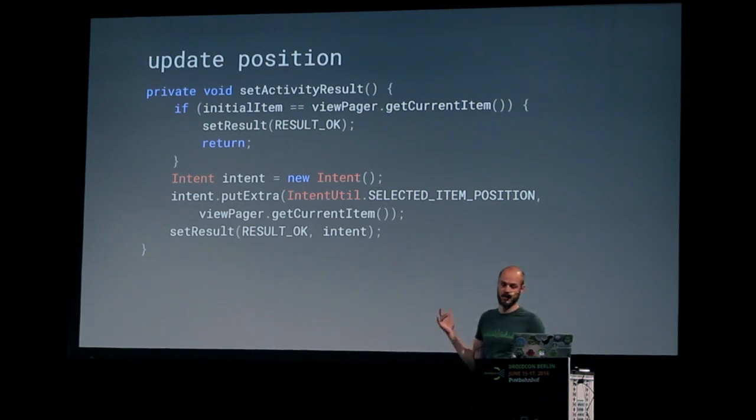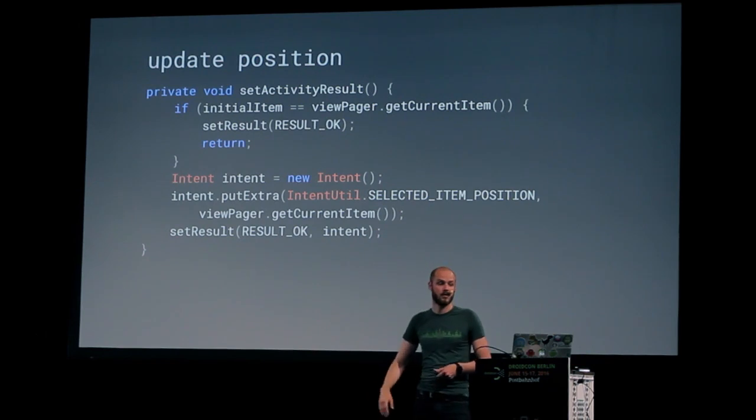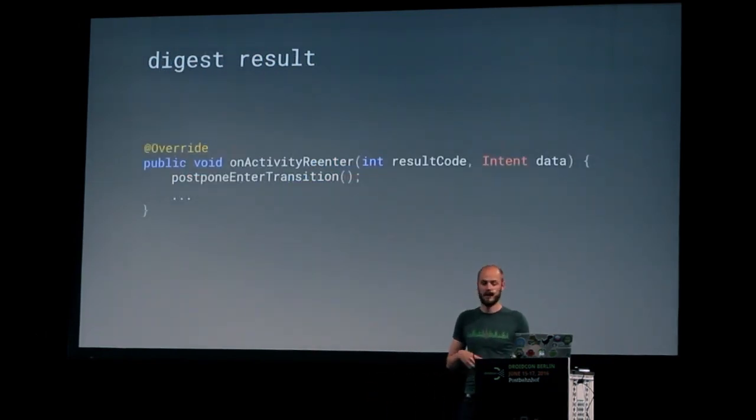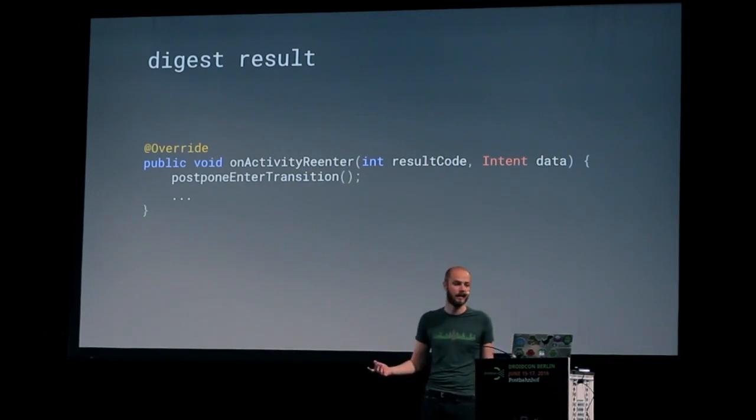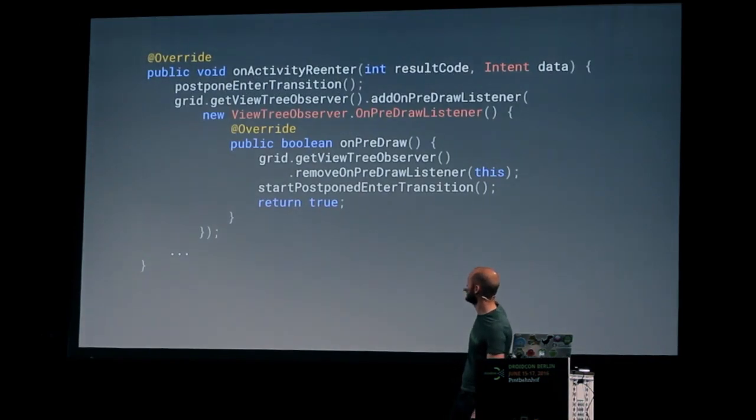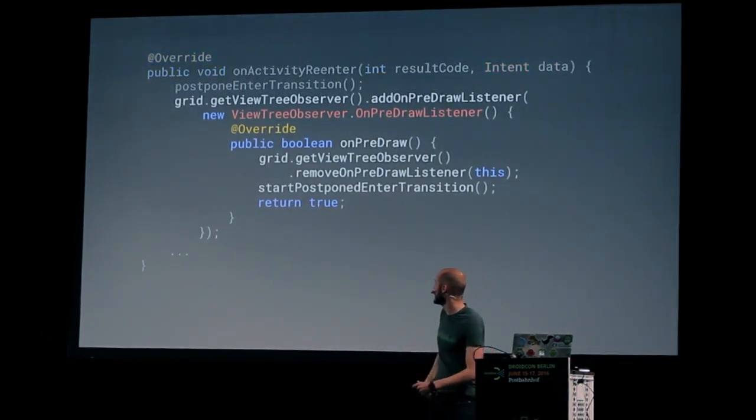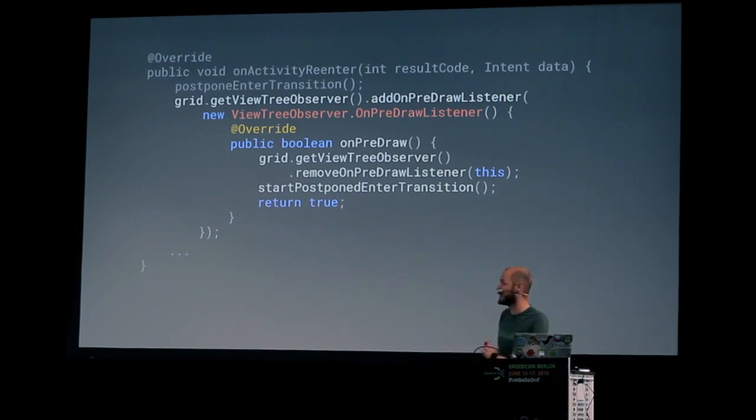And if the position has changed, so if the user actually browsed through the images or through the items, I then say, okay, this is the selected item position, I get the current item, set result OK, put the intent there, so that the starting activity can digest that. Within onActivityReenter, which is one of the methods that has been introduced within API level 21, you do the postpone transition dance, and do the on pre-draw dance again. And then you're all set with that.